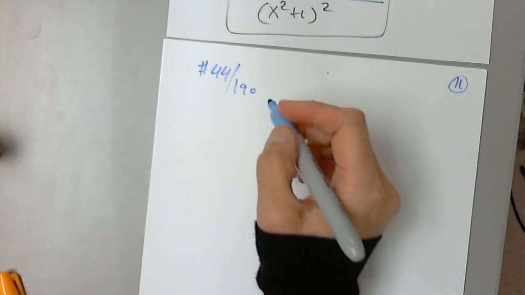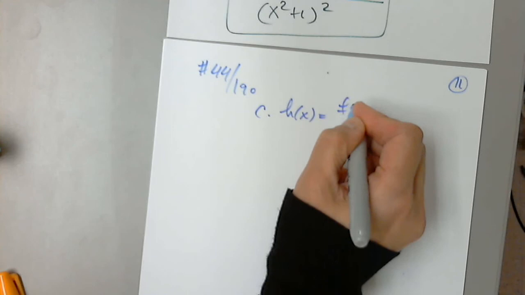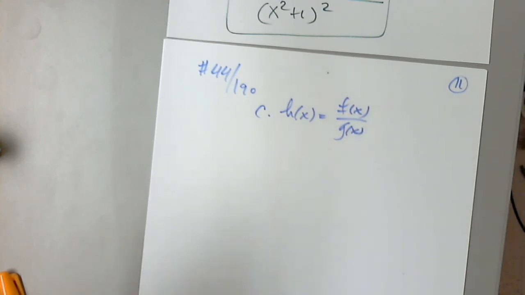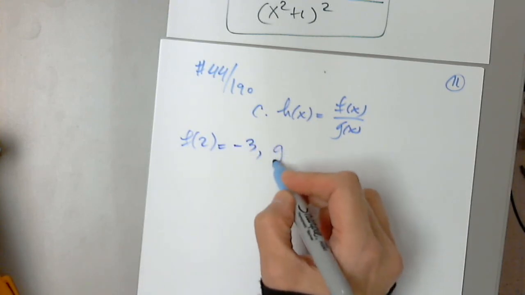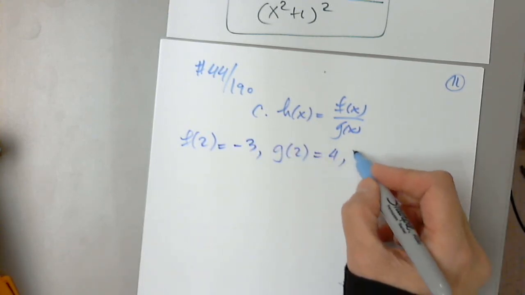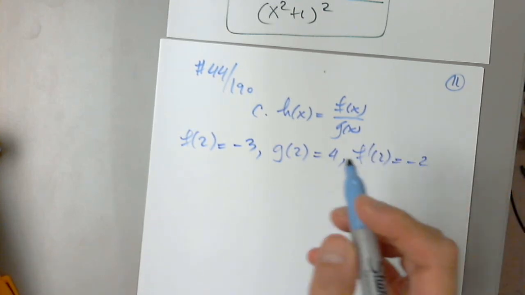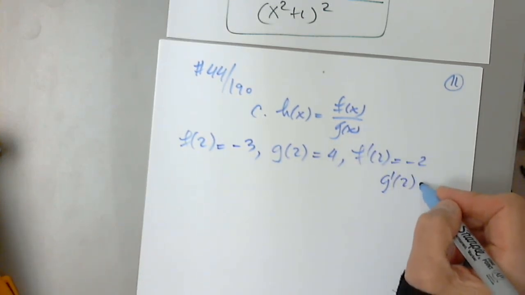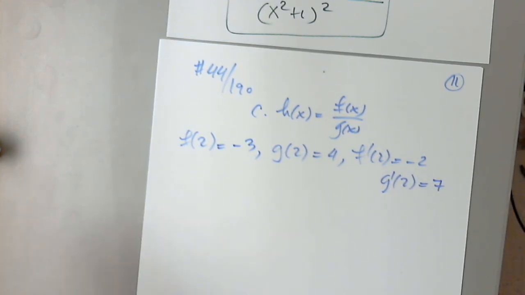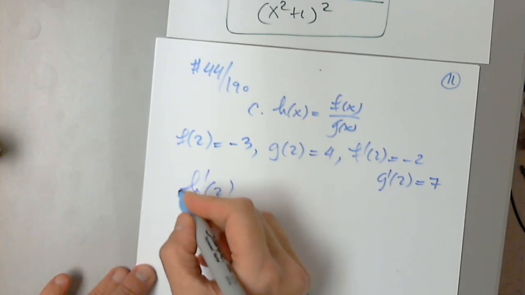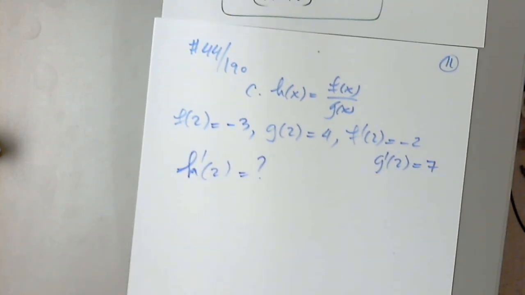Okay, so we have part C. It's h of x, which is f of x over g of x. And I'm going to have to copy the information given. So f of 2, they say, is -3. G of 2 is 4. F prime of 2 is -2. And G prime of 2, they say, is 7. The question is asking us to find h prime of 2. Any suggestions on this?